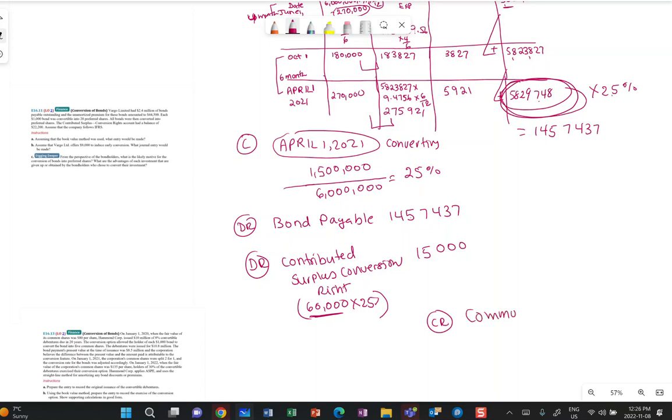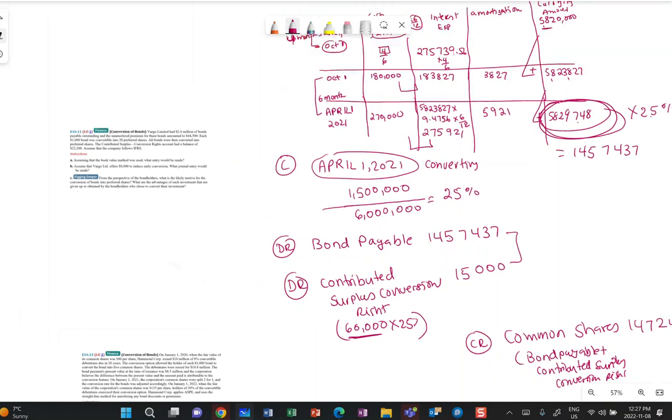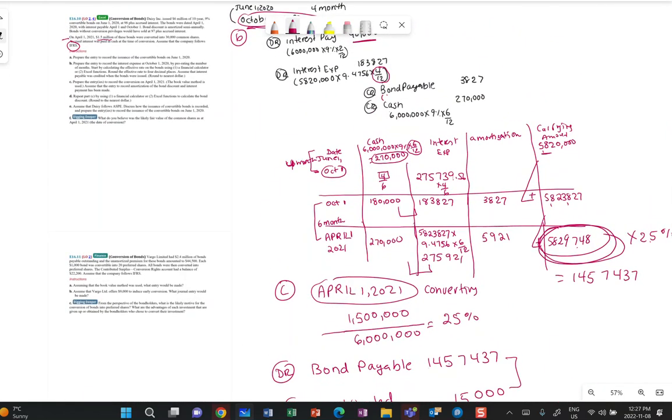So how do we calculate the value of your common shares? Again, we take the value of your bond payable, and we add the contributed surplus conversion rights. We add these two numbers together, and that will be 472,437. So that's the value at the time you convert. So that's the answer to part C.